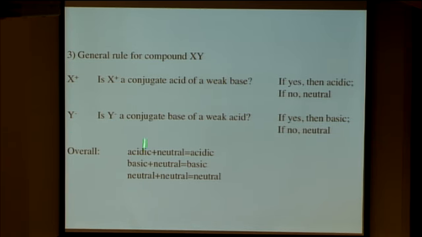You might know that something is a weak base. You might know that its conjugate is a weak acid. And if you have the conjugate base of a weak acid, then it is a base. If it's the conjugate of a strong acid, it would be ineffectual. But if it's the conjugate of a weak acid, it'll be basic. Otherwise, it's neutral. So overall, you can have three possibilities.